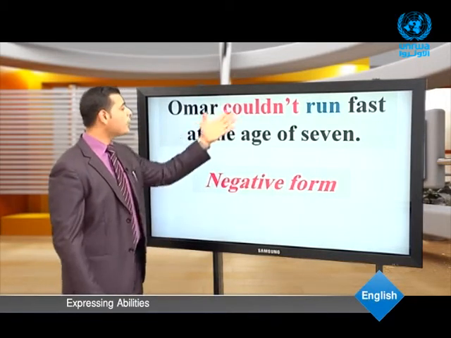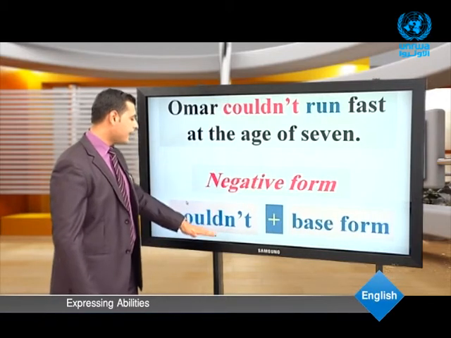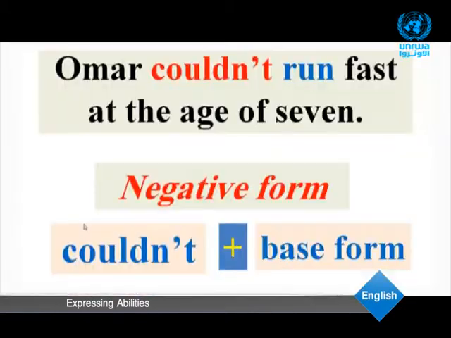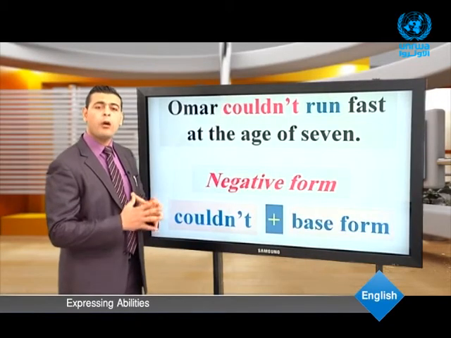Here, Omar couldn't. So the structure of could in the negative form is couldn't plus the base form of the verb, which is could plus not plus the base form of the verb. Look, dear students, after could or couldn't, we use verb 1. We use the base form of the verb.